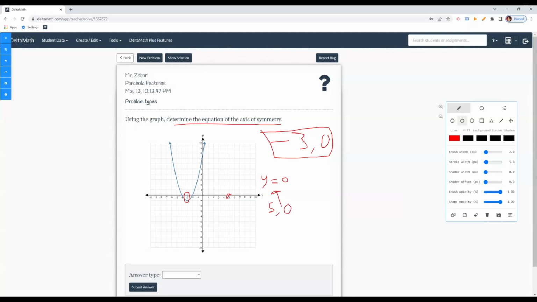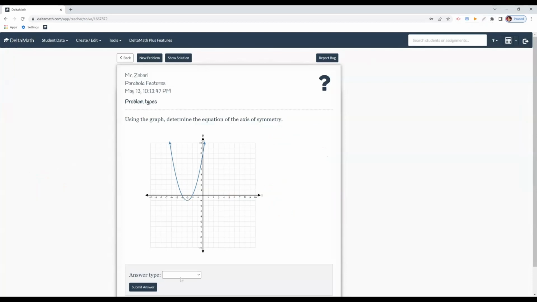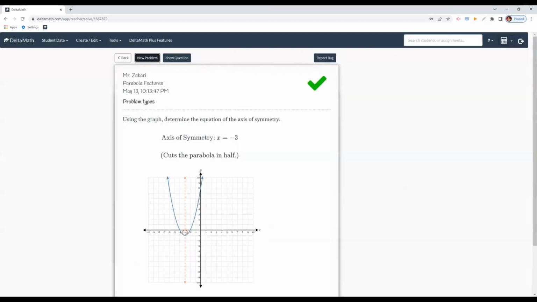What we would do is x is equal to -3. That is an appropriate equation for the axis of symmetry because this shows where the coordinate is, and that's the middle of the parabola right here. So that's going to be our equation: x is equal to -3.